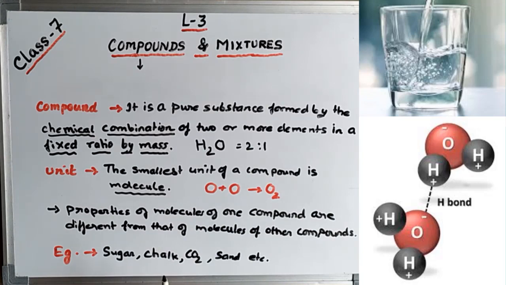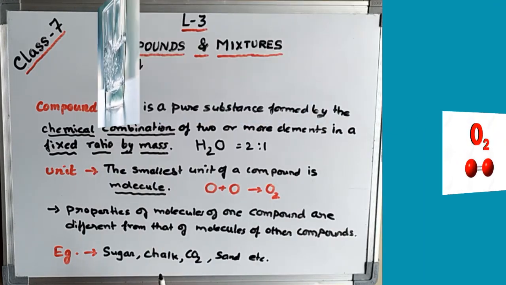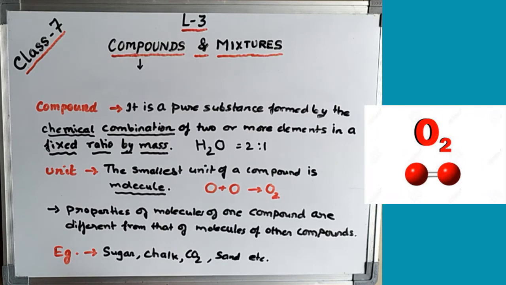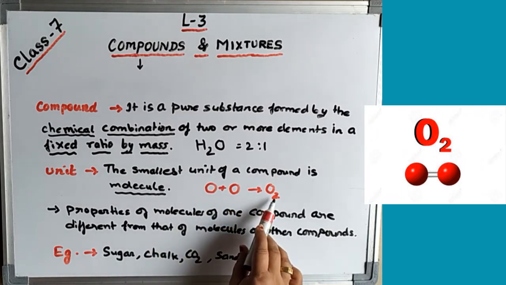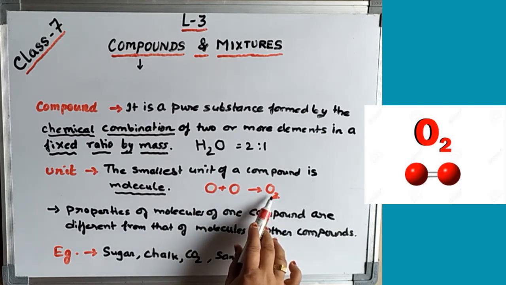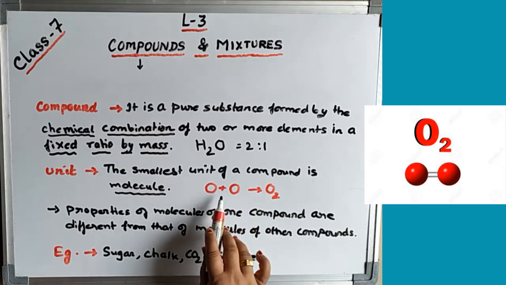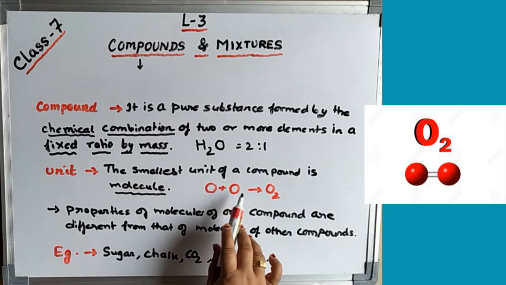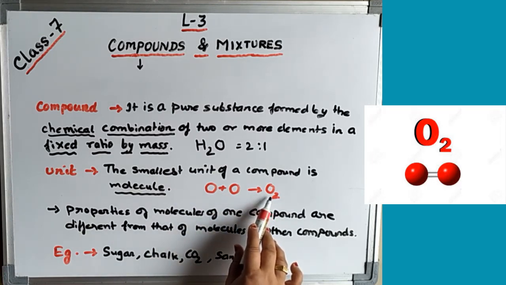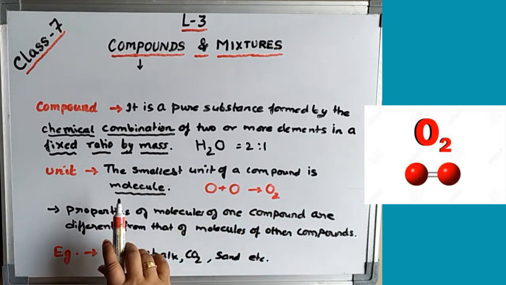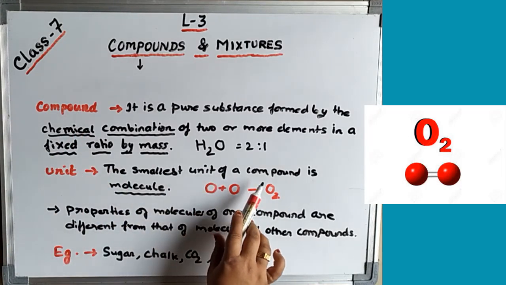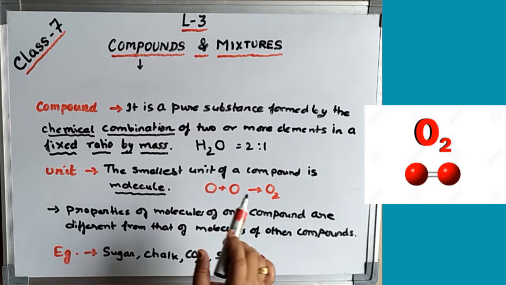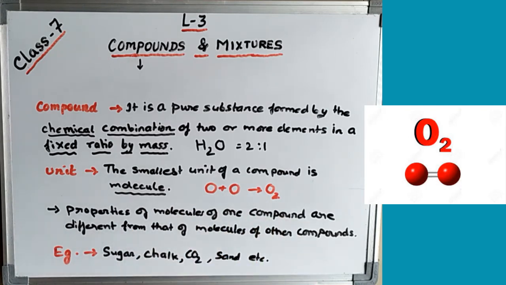Now in elements you have come to know that an element is made up of a unit atom. When two atoms combine they make a molecule. Now it is no more an atom, it is a molecule, because when more than one atom come together they become a molecule. This molecule is the smallest unit of a compound. So the smallest unit of a compound is a molecule. That means one molecule is a unit of a compound.